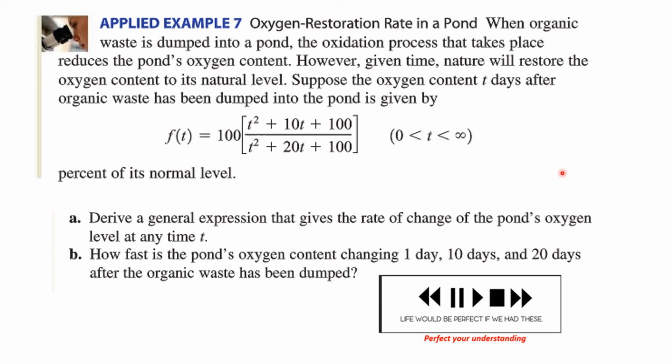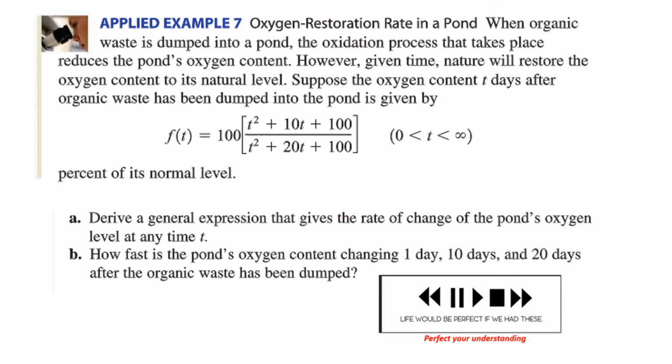Okay, this is a biology example. So you're dumping waste into a pond and doing an oxidation process. It takes place and reduces the oxygen content of the pond, and you care about this if you're a fish. However, given time, nature will restore it to its natural level. Suppose the oxygen content t days after the waste has been dumped into the pond is given by this. Notice that this is a quotient rule, percent of its normal level. So you want to derive a general expression that gives the rate of change of the pond's oxygen level at any time t, and number 2, how fast is it changing at 1 day, 10 days, 20 days? You know what to do.